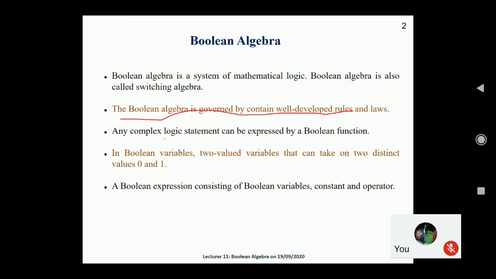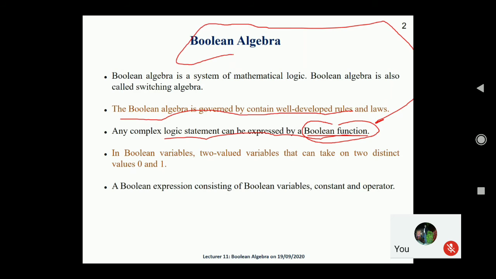A complex logic statement can be expressed by a Boolean function. When we are deriving this Boolean function, some expressions are created, which are constructed by the Boolean algebra. Sometimes we want to design a special type of circuit, and the behavior of that circuit is defined by the Boolean function. When deriving that Boolean function, we need a Boolean expression, and that expression is built with the help of Boolean algebra.